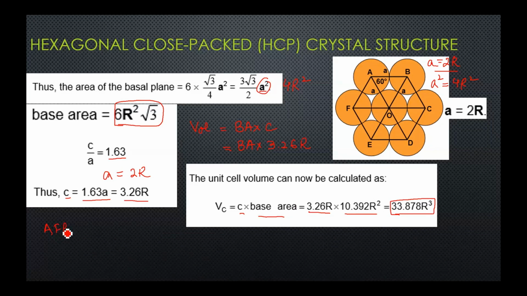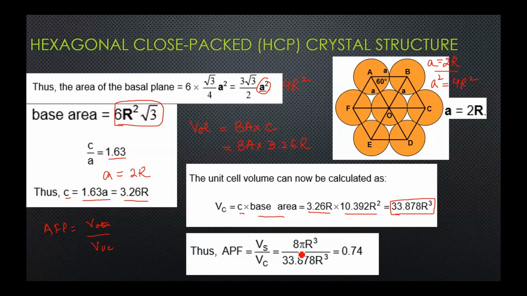Atomic packing factor is volume of atoms divided by the volume of unit cell. So volume of atoms is 8 pi r cube, volume of unit cell is 33.878 r cube, r cube would essentially cancel out, and if you find out the ratio it comes out to be 0.74, which means 74% of the unit cell volume is being occupied by the atoms. The remaining 26% is essentially the empty space or the voids. All right.